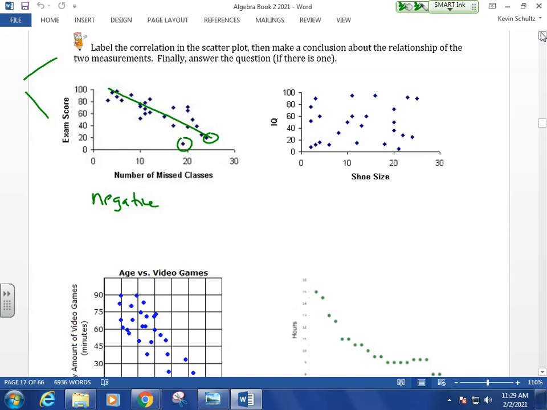Next one here, shoe size and IQ. What type of correlation, Lucas? No correlation exists here. It's all over the place.